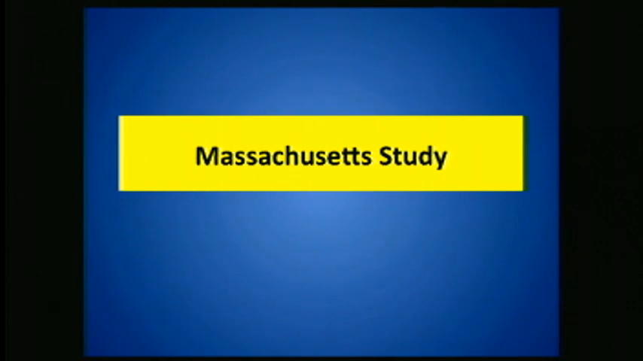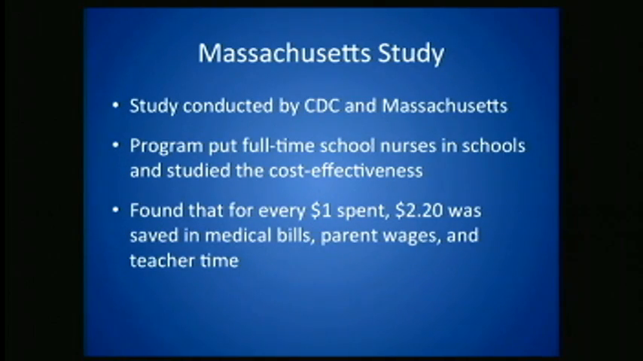There are a few other items of importance that I would like to share with you today before I conclude this presentation. First of all, I would like to take a moment to talk with you about the Massachusetts study, as the results of this study were just released last week. The study was conducted by the CDC and Massachusetts, and it involved a program that put full-time school nurses in schools and studied the cost effectiveness of this program. The researchers found that for every $1 spent, $2.20 was saved in medical bills, parent wages, and teachers' time.